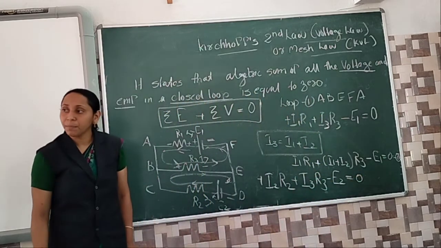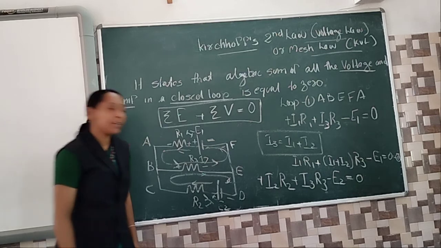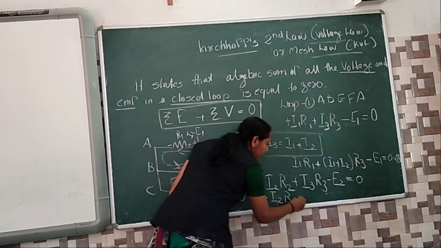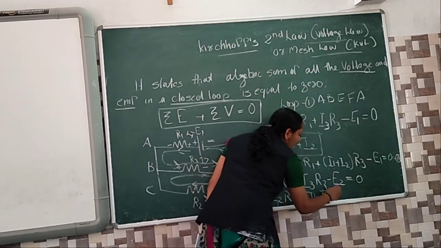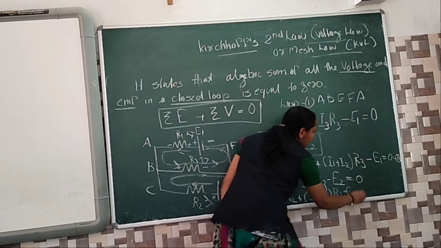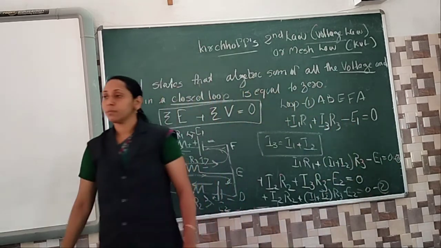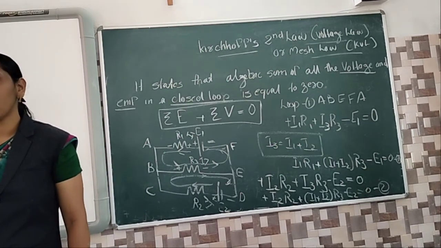Clear, everyone? Okay, then we should simplify by putting I1 plus I2 in the place of I3. So positive I2 R2 plus I3, replaced by I1 plus I2, times R3, minus E2 equal to 0. Equation number 2. That is how to write the equation. Did you understand the steps?